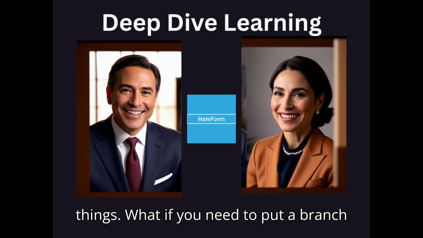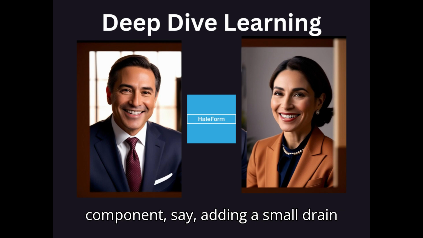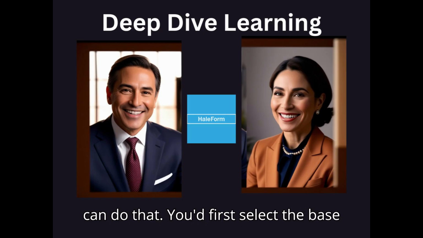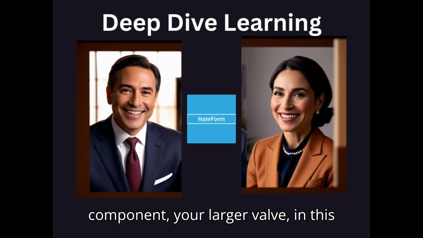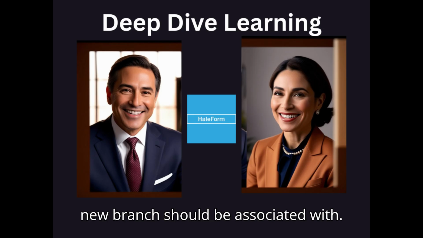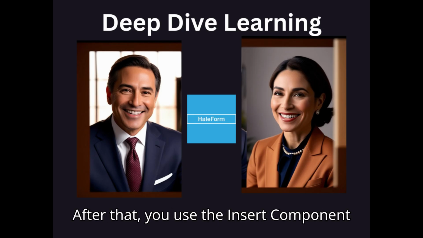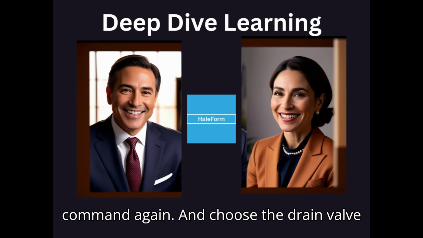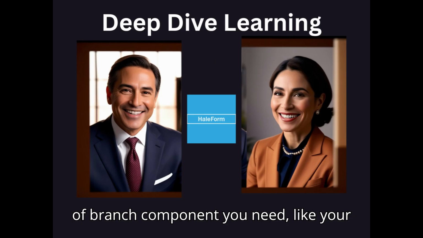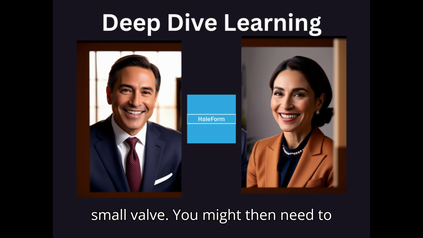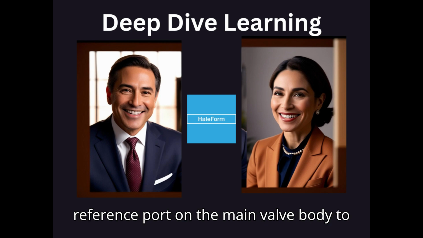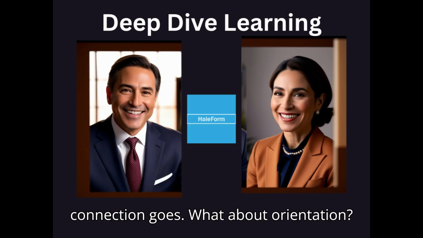What if you need to put a branch connection directly onto another component, say adding a small drain valve onto the body of a larger valve? You can do that. You'd first select the base component, your larger valve in this example. Then usually on the ribbon, you'd indicate which pipe run this new branch should be associated with. After that, you use the Insert Component command again. And choose the drain valve type. Right. You choose the specific type of branch component you need, like your small valve. You might then need to specify a distance and maybe pick a reference port on the main valve body to precisely locate where that drain connection goes.